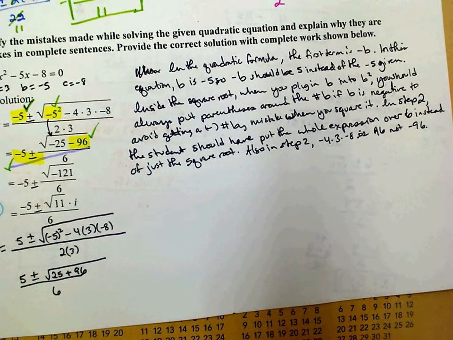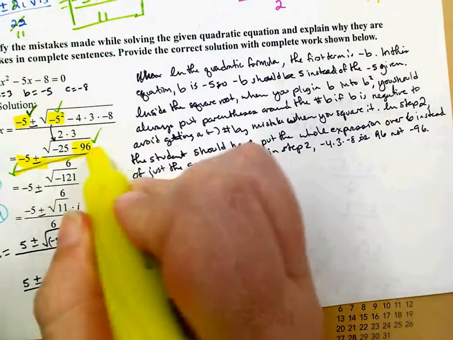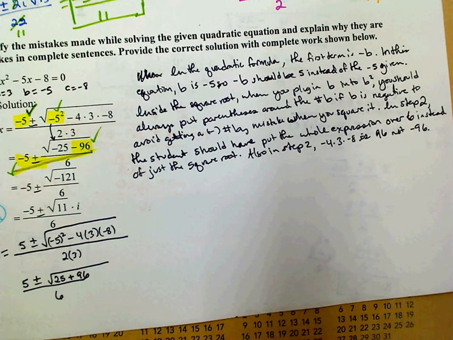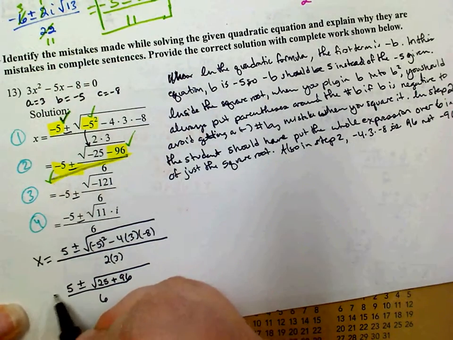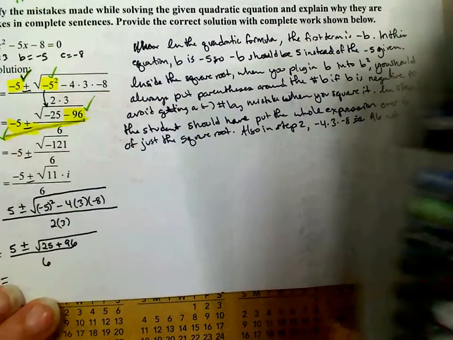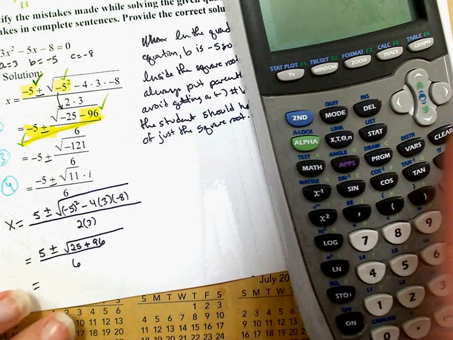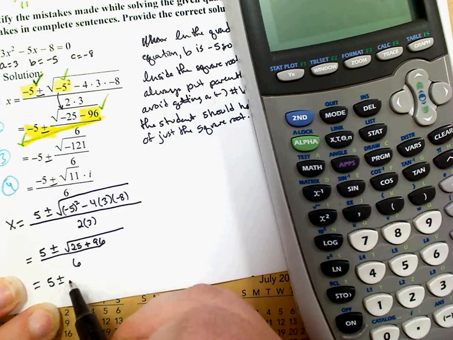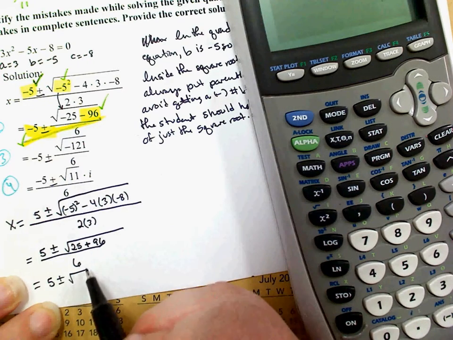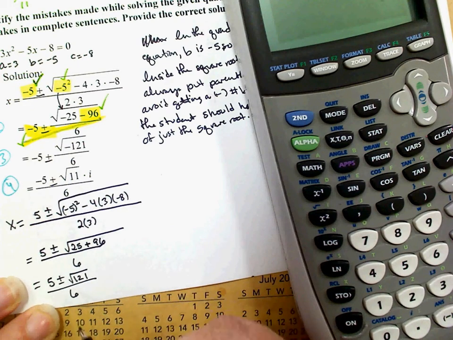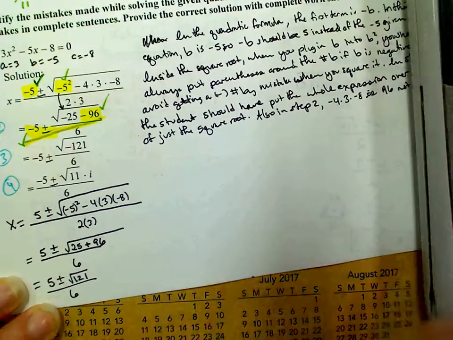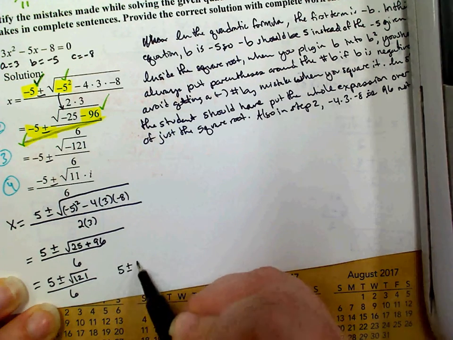I'm going to go ahead and highlight the line. All right, now at this point, I'm going to go ahead and finish out the correct work, but it will no longer be helpful in figuring out their mistakes. So I'll have to read with them. So I'm going to do this. I've got 25 plus 96 underneath the square root. Oh, well, okay. 5 plus and minus, I guess because they messed up both, it actually will help. 121 divided by 6. Okay. The square root of 121 is 11. So I've got 5 plus and minus 11 divided by 6.